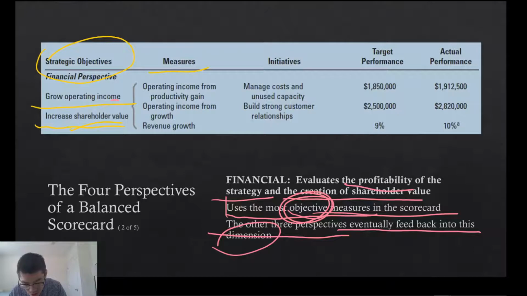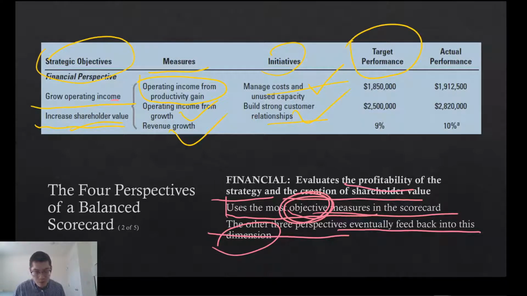And the measures here are operating income from productivity gain and operating income from growth and revenue growth, right? Revenue growth. And the initiatives are to manage costs and unused capacity and to build strong customer relationships. And how can these initiatives really turn into profitability?